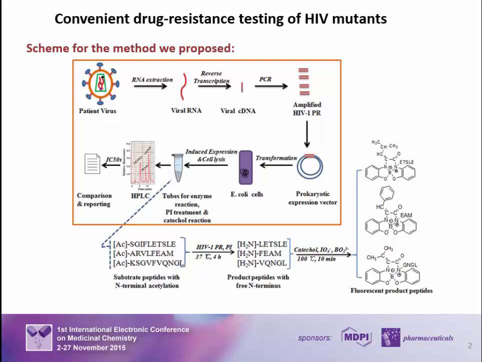Briefly, the HIV protease gene from the patient will be cloned and expressed in the bacteria, and then the bacterial cell lysate will be used directly to do the enzymatic reaction with three modified substrates in the presence of antiviral drug. The products from the enzymatic reaction will be subject to the fluorescence reaction with catechol to generate the corresponding fluorescence products, and this product will be detected by HPLC. And finally, the IC50 of the drug for the patient-derived HIV protease will be calculated and compared with that from the wild-type HIV protease to evaluate the drug resistance.